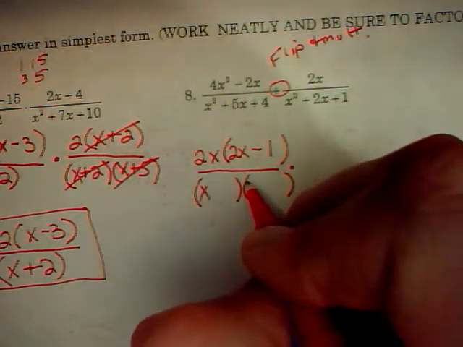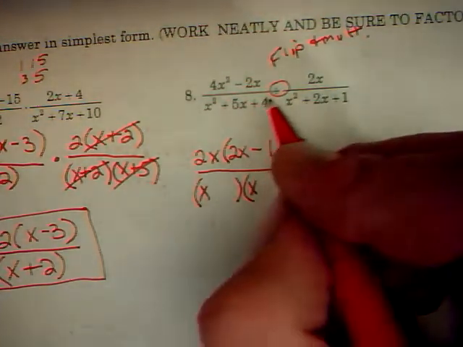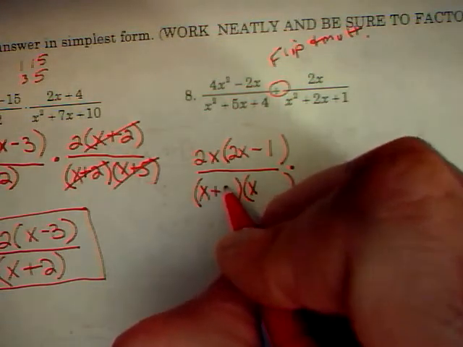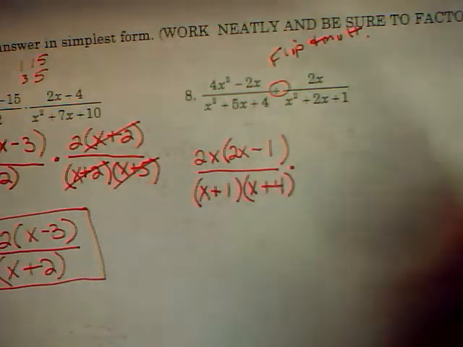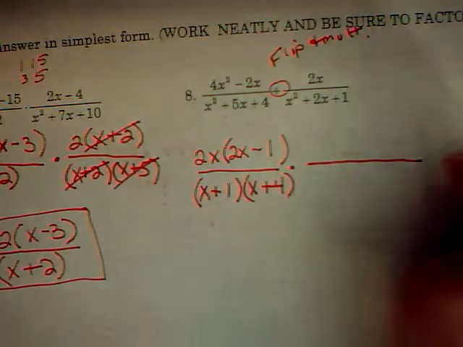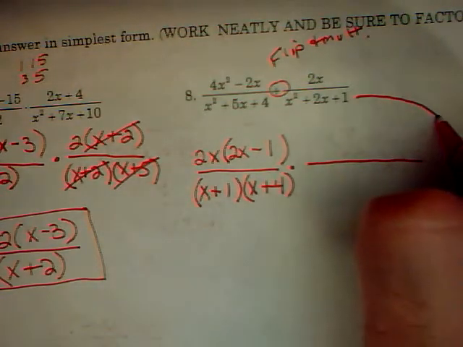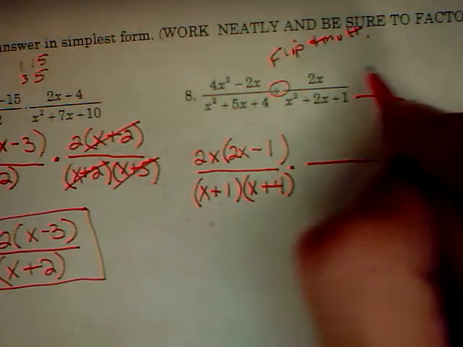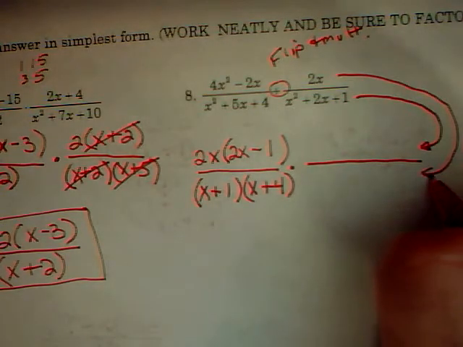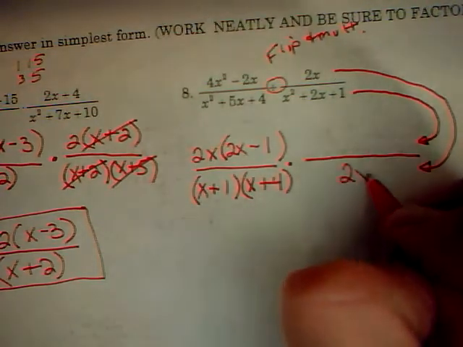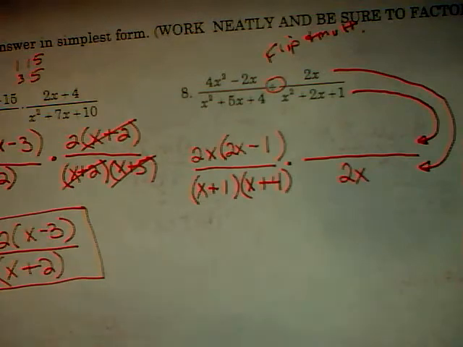So the first term in each would be x. Factors of 4 that add up to 5. Looks like that would be 1 and 4. Okay. And the second fraction, remember, the denominator will become the new numerator. The numerator will become the new denominator. So the 2x is just going to stay down there by itself.